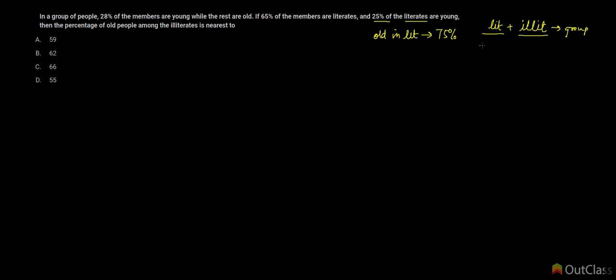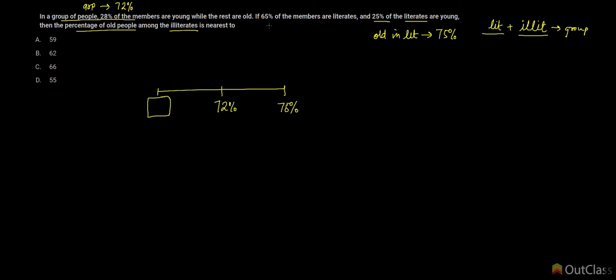Among the literates 75% are old. Among the group 72% are old because 28% are young. Among the illiterates, what percentage are old is the question. So you can just put a number line. 75% of literates are old, 72% of the mixture is old. What percent of the illiterates are old?